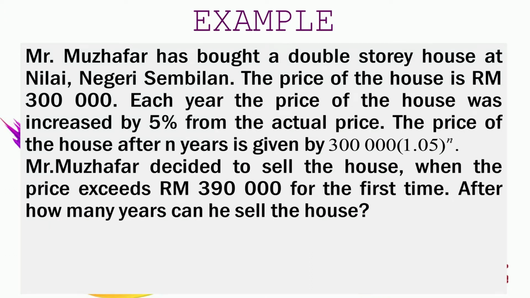So the first example, Mr. Muzaffar has bought a double-story house at Nilai Negeri Sembilan. The price of the house is RM300,000. Each year, the price of the house was increased by 5% from the actual price. The price of the house after n years is given by 300,000 multiply 1.05 to the power of n. Mr. Muzaffar decided to sell the house when the price exceeds 390,000 for the first time. After how many years can he sell the house?